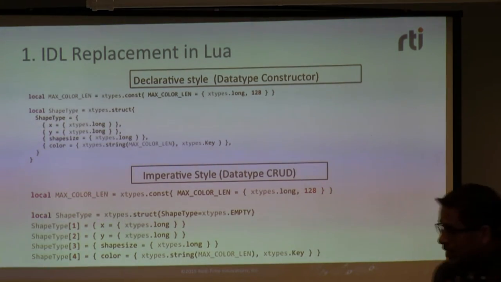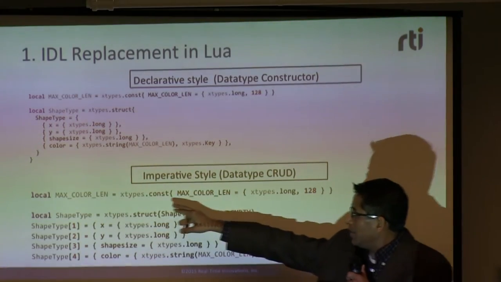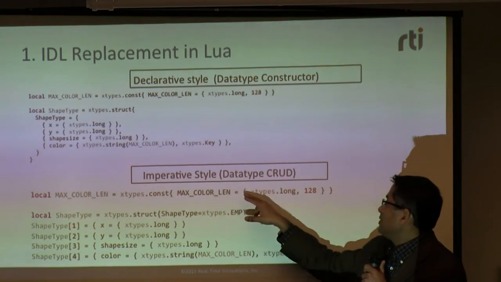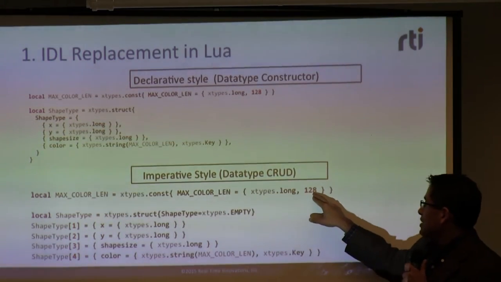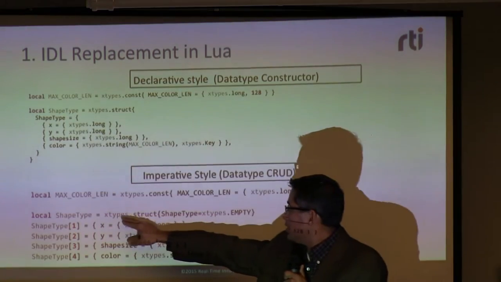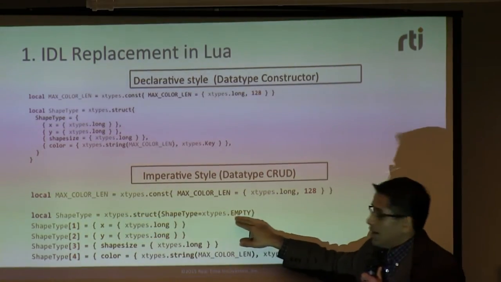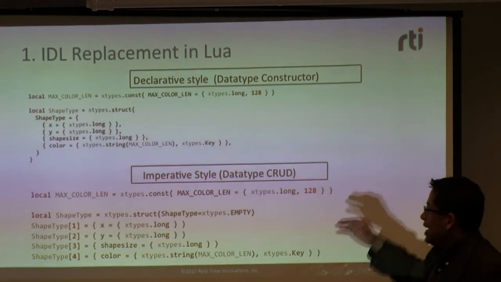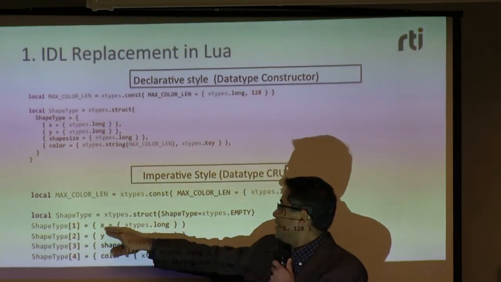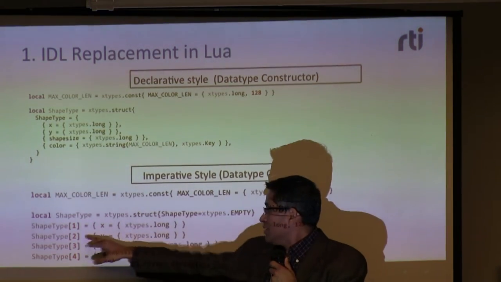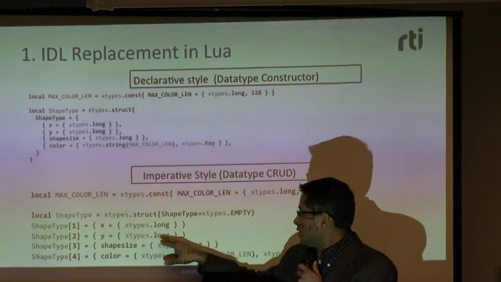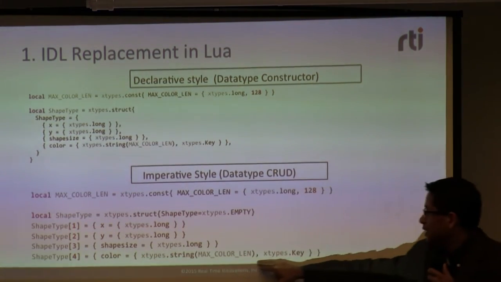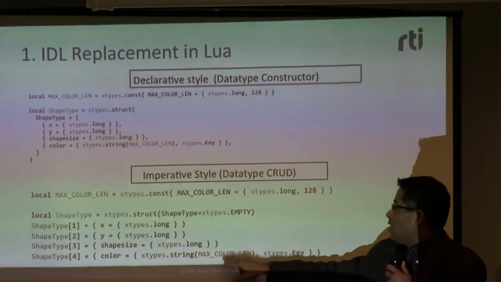So you can say, okay, I'm defining a constant. It's a constant, max color length, X-Types const. Then you define the name of the const itself, it happens to be a long, and the max length is 128. And then here you are saying, okay, I'm going to create an empty struct, and start adding fields. The first field I'm going to add is an x field, which is a long. The second field is y, which is a long. The third field is another long. The fourth field is a color field, which happens to be a string of this max color length.